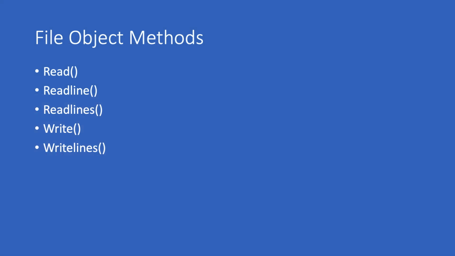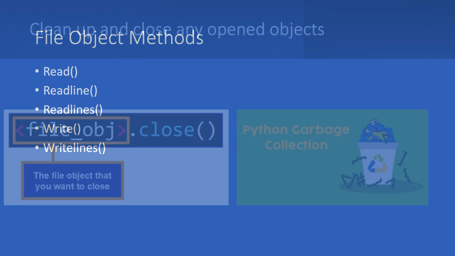Some of the common methods are read, readLine, readLines, and there's also write and writelines. We will see these in action in just a moment. But quickly, the read method returns the content of the entire file. The readLine method returns only one line from the file. The readLines, which is the plural of readLine, returns a list of lines from the file. And then we have the write method, which writes a specific string to the file, while writeLines writes a list of strings to the file. Again, we will see these methods in action in just a moment.